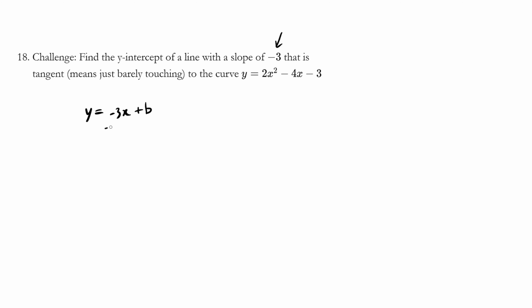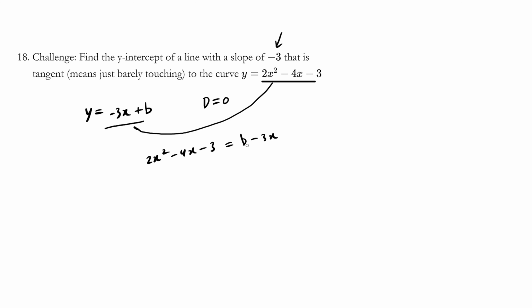Okay, so here's the first line, but we're not sure what the b value is, the y-intercept. But we know that it touches this other quadratic. Barely touching means that the discriminant is equal to 0, one solution. So we're going to set these equal to each other because we want to solve. So we have 2x squared minus 4x minus 3 equals the line. This is the same thing as -3x plus b, or b minus 3x, same thing, I'm just reversing it.